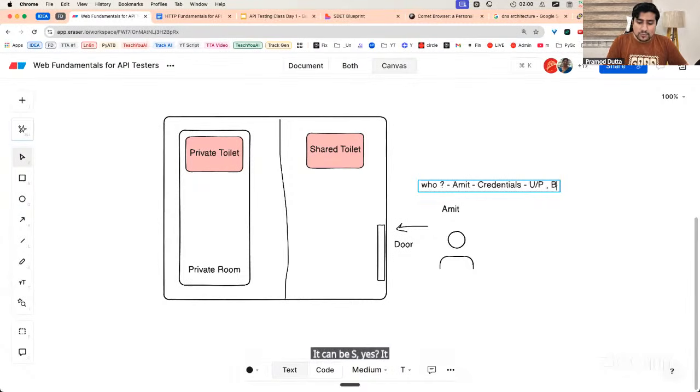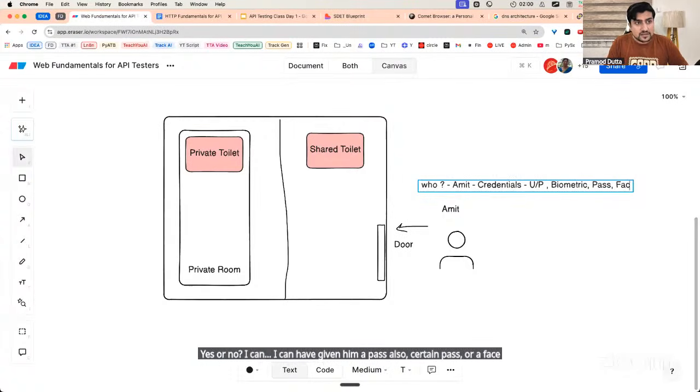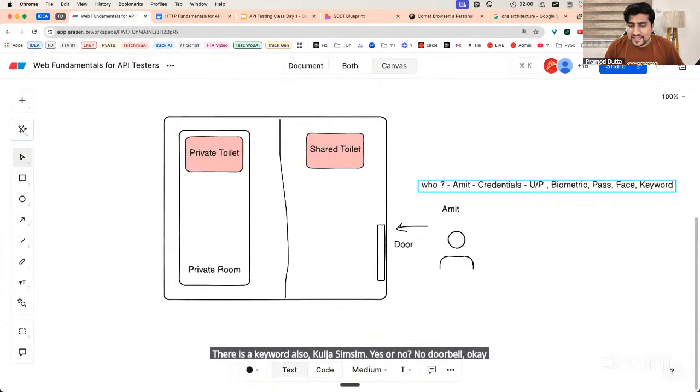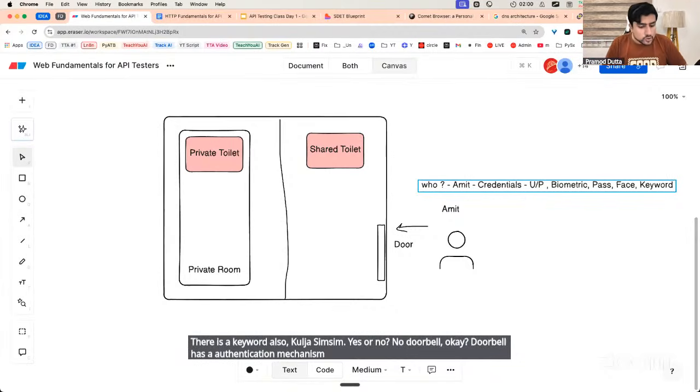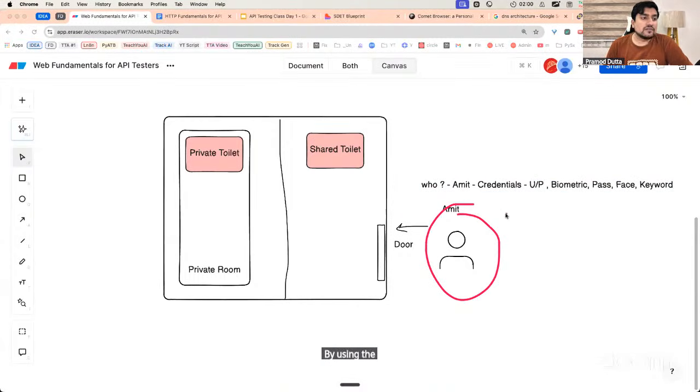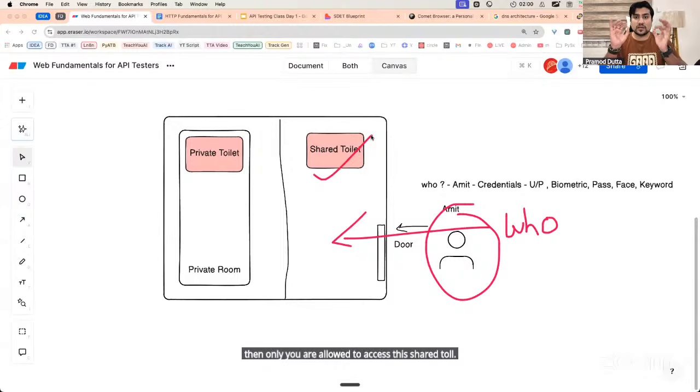It can be a biometric also. I can have given him a pass, or face recognition, or a keyword also, like "Khul ja sim sim." Doorbell also has an authentication mechanism. So authentication basically means that by using the credentials, we verify who you are. Then only you are allowed to access this shared toilet. Is everyone with me? Give me yes in the chat.